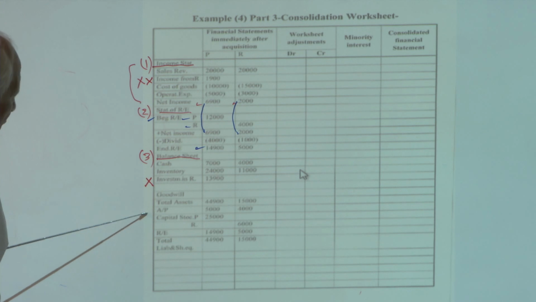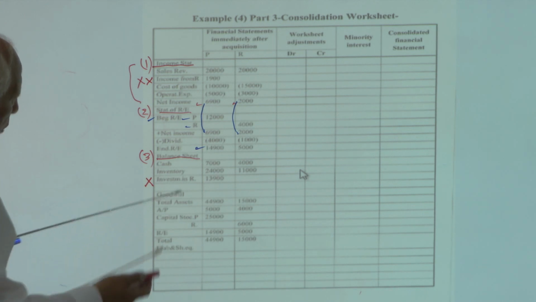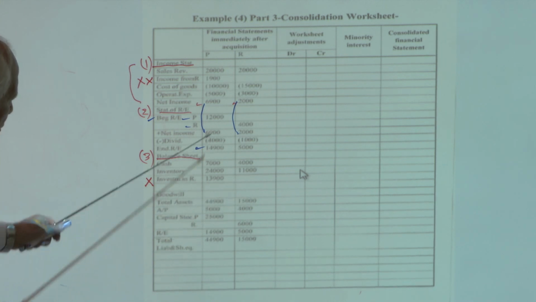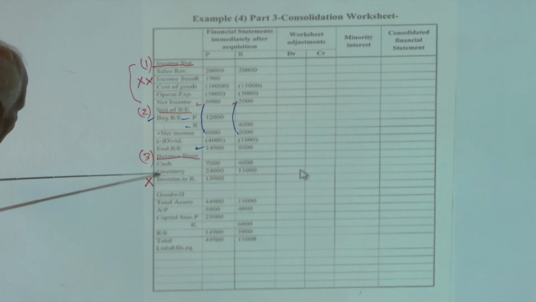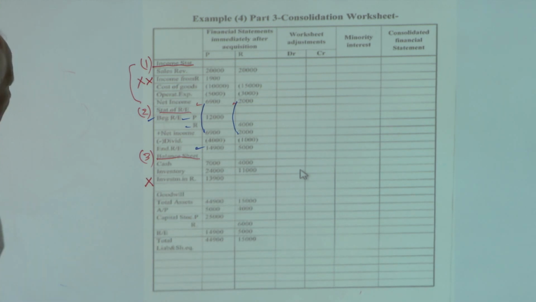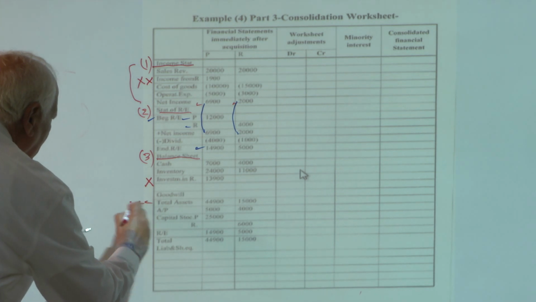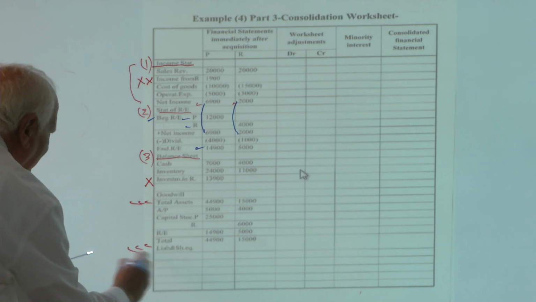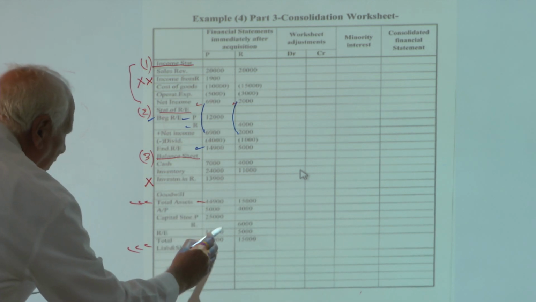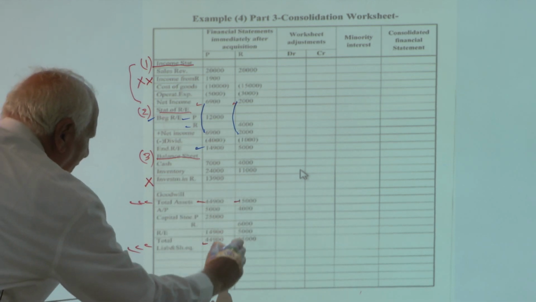Total assets, because in this example, if we have a goodwill, we're going to put it here. Don't put any goodwill now. Just put total assets. This total assets here, 44,900 and this one 15,000. Total assets equal total liabilities and owners' equity. This one 44,900, this one 44,900, this one 15,000, this one 15,000.